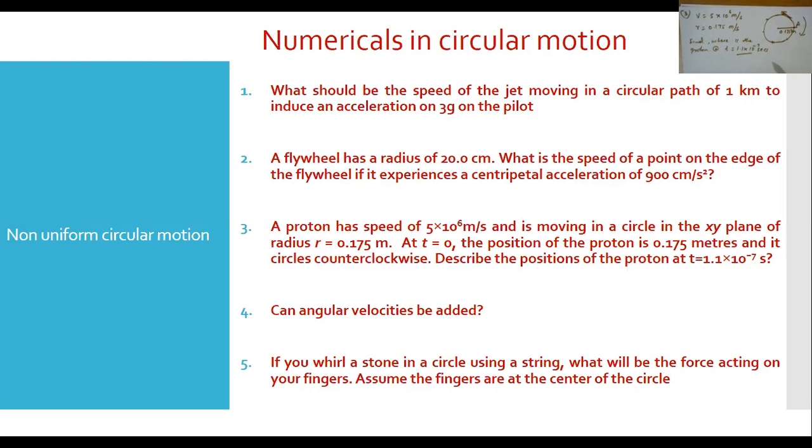How do we do it? Now, what is given? v is given, r is given. So now how do I find where this particular proton is at a given time? We can find this if we know the total time taken by the object to circle.